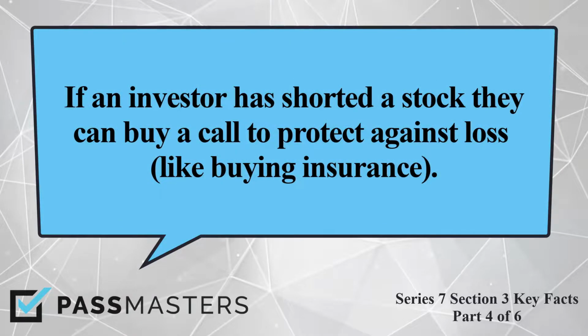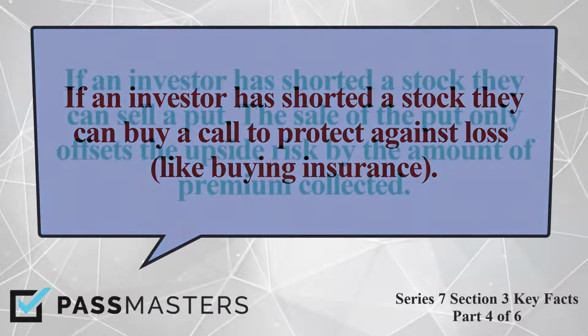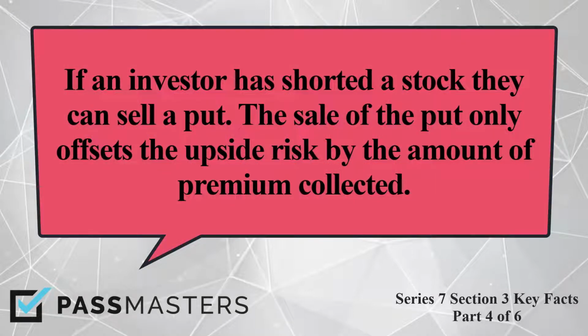If an investor has shorted a stock, they can buy a call to protect against loss, like buying insurance. If an investor has shorted a stock, they can sell a put. The sale of the put only offsets the upside risk by the amount of premium collected.